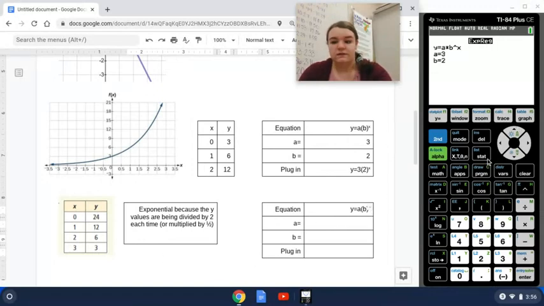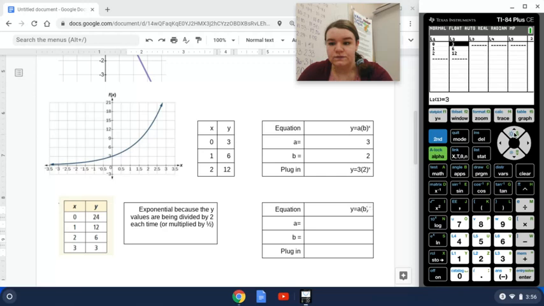So I have to go back to my lists, L1 and L2. I'm going to click Stat and then Edit. Now again, do not click Delete. Arrow up, hover over it, and click Clear. Go back down, go to the other list, and hit Clear. So now I'm going to type in my table. I have 0, 1, 2, 3. And then for my L2s, I have 24, 12, 6, and 3.